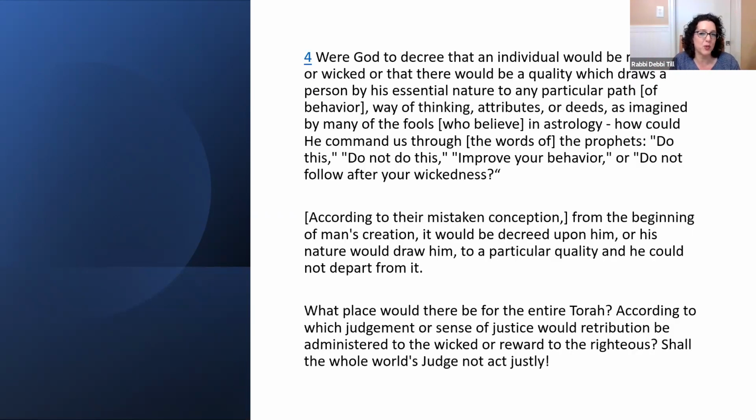So were God to decree that an individual would be righteous or wicked, or that there would be a quality which draws a person by his essential nature to any particular path of behavior, way of thinking, attributes, or deeds, as imagined by many of the fools who believe in astrology, how could God command us through the words of the prophets: do this, don't do this, improve your behavior, or do not follow after your wickedness? According to their mistaken conception, from the beginning of man's creation, it would be decreed upon him, or his nature would draw him to a particular quality, and he could not depart from it. What place would there be for the entire Torah? According to which judgment or sense of justice would retribution be administered to the wicked, or reward to the righteous? Shall the whole world's judge not act justly?